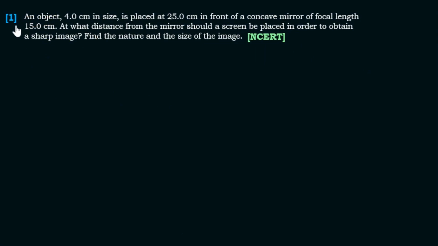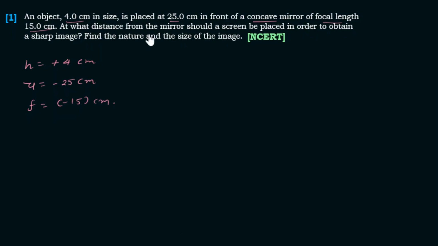So our first numerical is from the NCERT, which is: an object 4 cm in size is placed at 25 cm in front of a concave mirror of focal length 15 cm. Right. So first of all, let us note these values. 4 cm is the size of the object, therefore H is given as plus 4 cm. 25 cm is the object distance, so the value of U is given as minus 25 cm. Of a concave mirror of focal length 15 cm, so focal length of concave mirror is taken as negative, which is minus 15 cm.